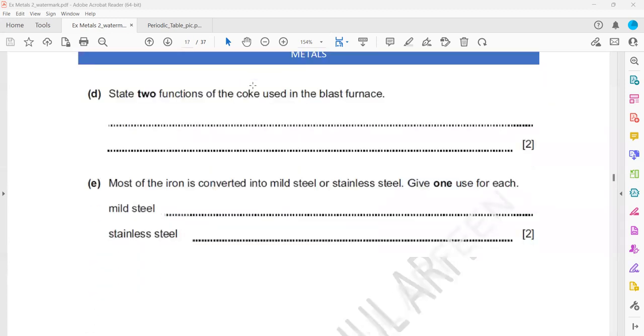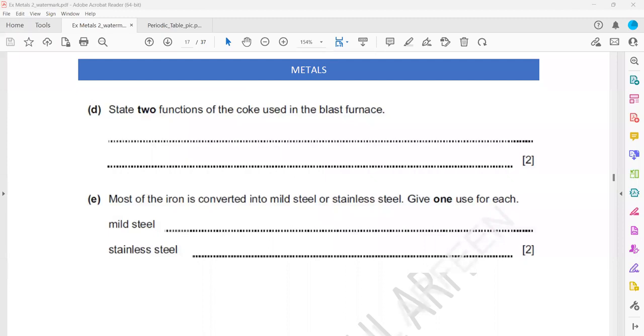Two functions of coke used in the blast furnace. Why do we use coke or carbon in the blast furnace? What is the reason? One is that it burns to produce heat, energy. Yeah, one is to burn, produce heat. What else? To react with carbon dioxide to form carbon monoxide.